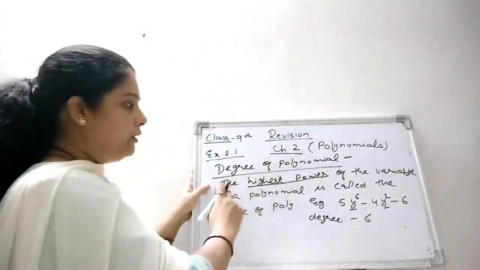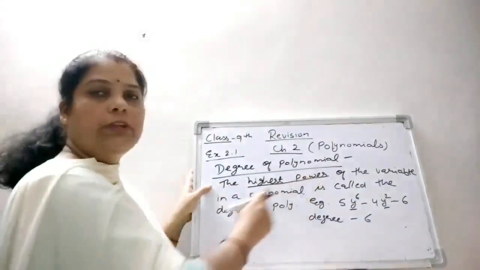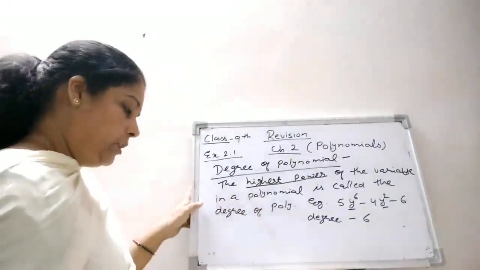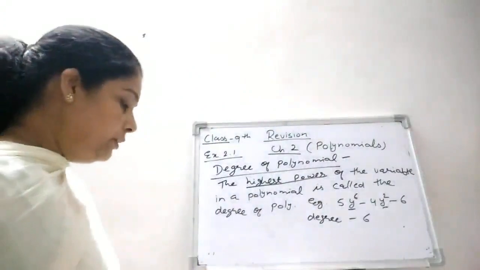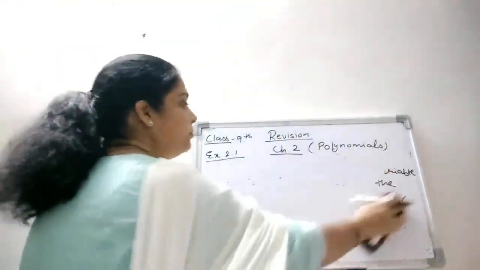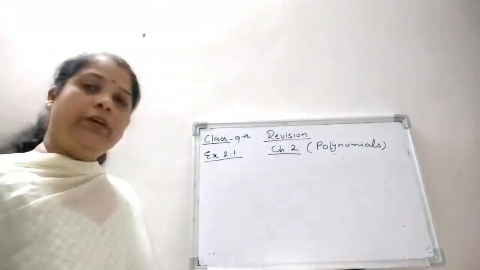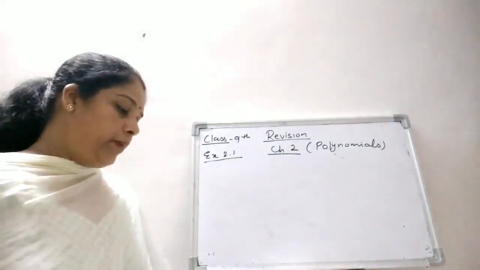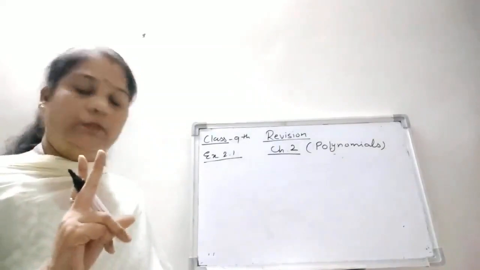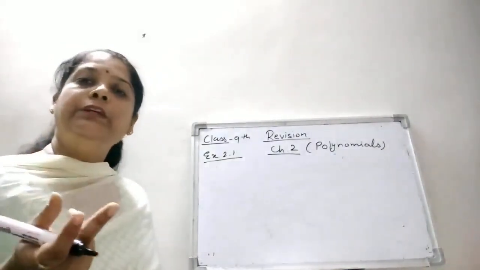So the definition of the degree of a polynomial is: the highest power of the variable in a polynomial is called the degree of the polynomial. Now come to question number 3: give an example each of a binomial of degree 35. Binomial means 2 terms. We have to write an expression with 2 terms, and the degree should be 35, meaning the highest power should be 35.